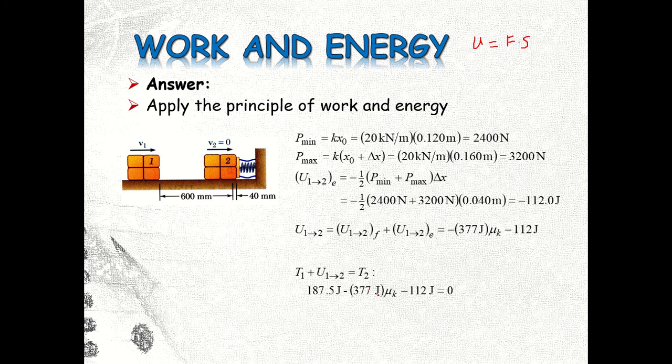So we get 377 multiplied by mu k minus 112 joules. Okay, so combining, when you combine these two, 187.5 joules minus 112 joules, then transpose to the other side. So the difference, you combine this one with this, and this is negative.